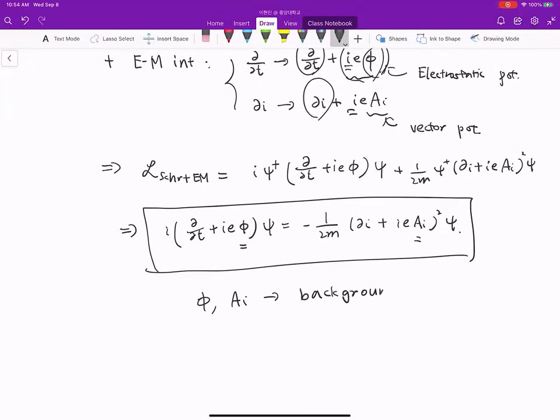Like a constant electric field or constant magnetic field, and then the electron is moving around in that background. So then you only have to solve this Schrödinger equation in the presence of the background electric or magnetic field. In this case, you are not interested in the photon, so the photon is not emitted, just the particle motion, okay?